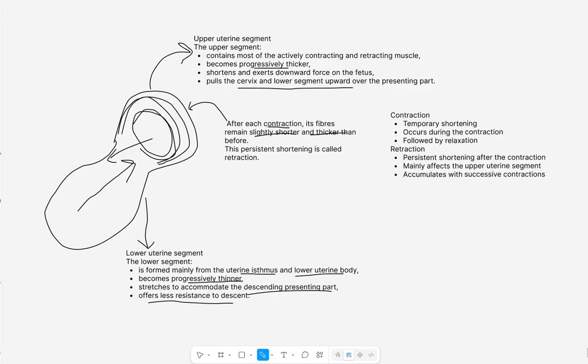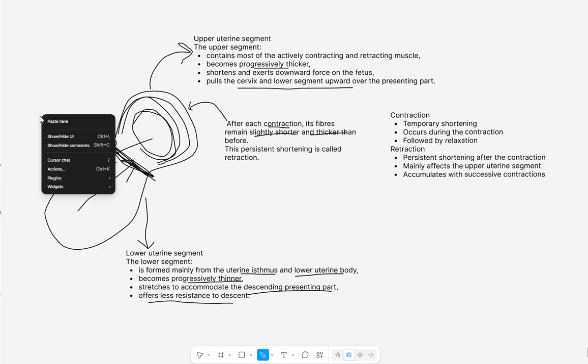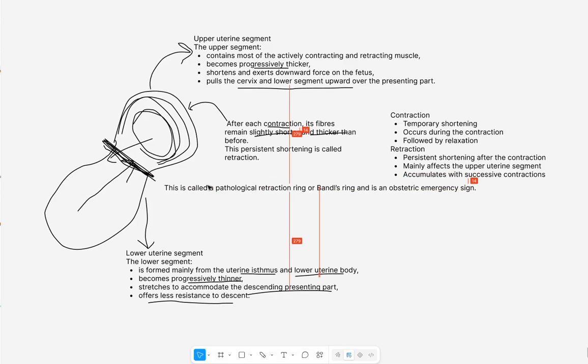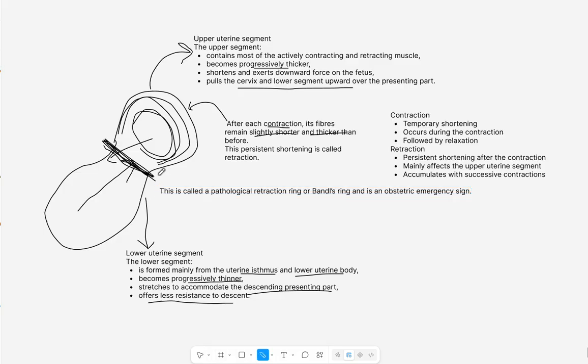So, in obstructed labor, something important happens. In obstructed labor, an abnormal ridge may develop between this thick upper segment and the thin lower segment. What happens is there's a thick upper segment and an overstretched lower segment, and this pathological retraction ring is called a Bandl's ring. This is basically an obstetric emergency sign. You have to treat this as an obstetric emergency. The ring is going to be present here between the upper and lower uterine segment.